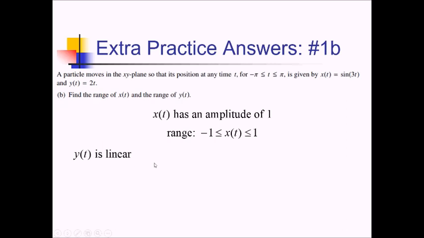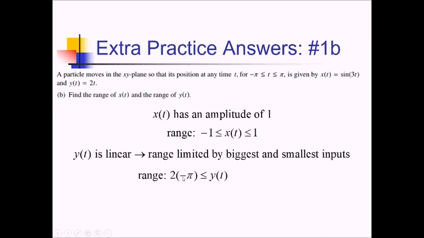Now for y of t, this one's linear. So that means that its range is all going to depend on the highest and the lowest inputs to this function, because it's just going to keep going depending on what kind of inputs you have. So the smallest input, or at least the most negative, was negative pi. Biggest input was pi. So this is going to range between 2 times negative pi, because we're doing 2 times the input, and 2 times positive pi. So then the range of outputs for the y of t function is going to be between negative and positive 2 pi. And on both of these, notice that the endpoints here are included.